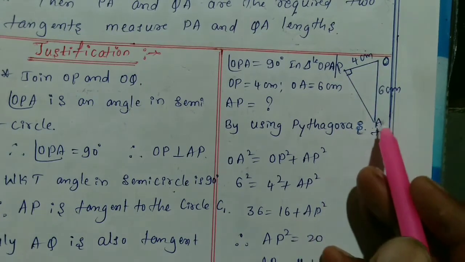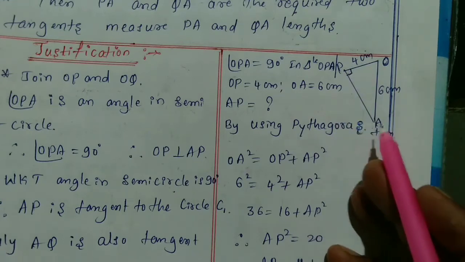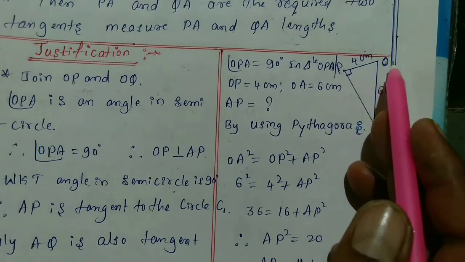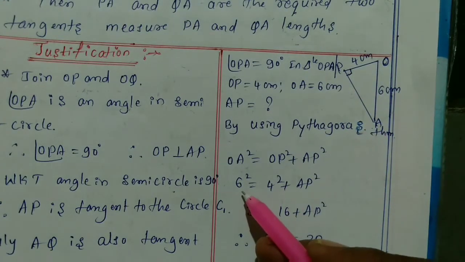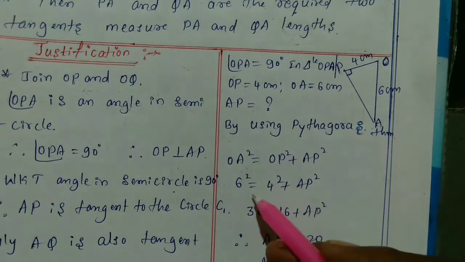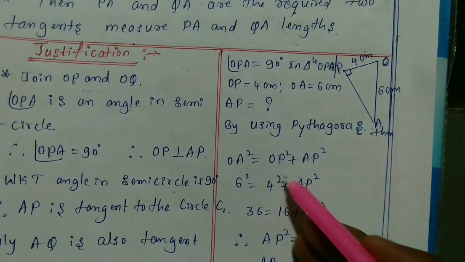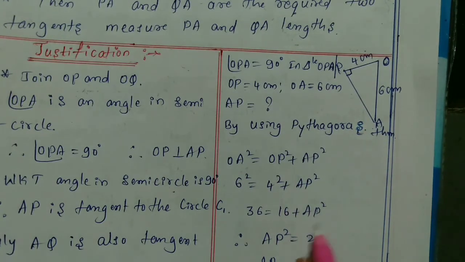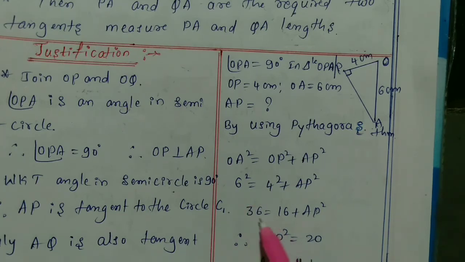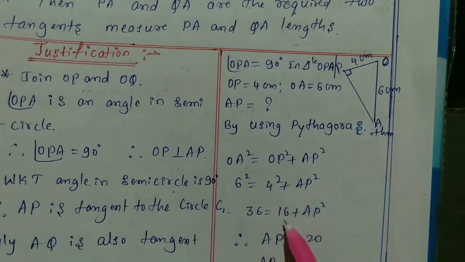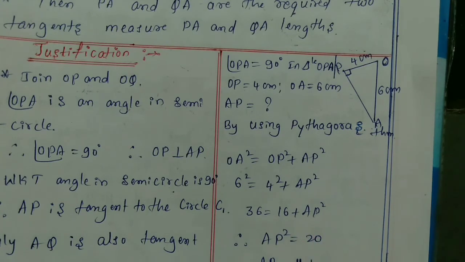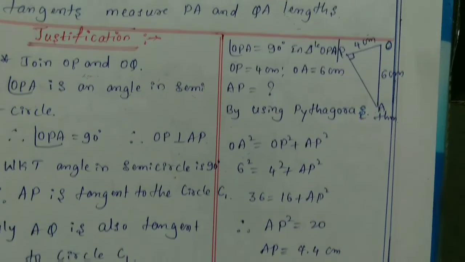So OA square is equal to OP square plus AP square, you can write. OA is how much? 6 centimeter. You can write 6 square as it is, which equals OP is 4 centimeter, 4 square plus AP square, which you don't know, so write it as it is. 6 square is 36, which equals 4 square is 16 plus AP square. Next, you can bring 16 to this side, that is minus 16. 36 minus 16 is 20. So therefore AP square is equal to 20.